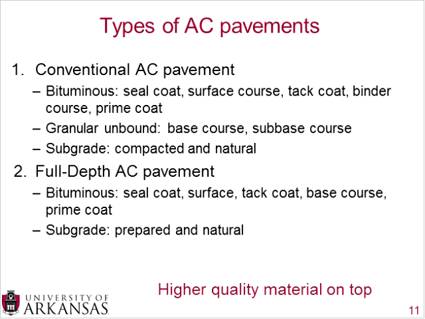Now, in addition to the conventional AC pavement, we also have what's called full depth AC pavement. And here you have bituminous layers, including your seal coat, a surface course, tack coat, and then you just have a base course with generally no granular unbound layers beneath that. So it's a much thicker depth of asphalt concrete with no granular materials. But you still have that subgrade material underneath the entire pavement structure, which can be either prepared or natural.